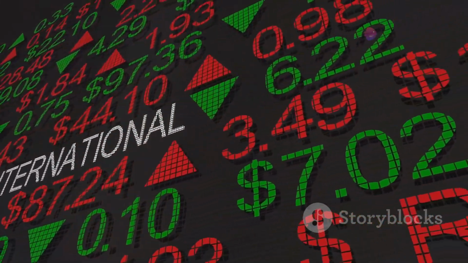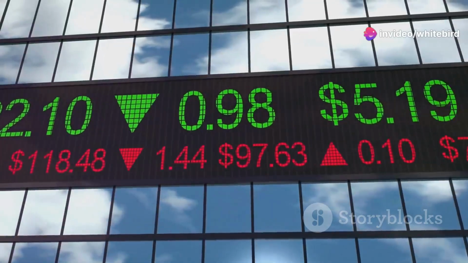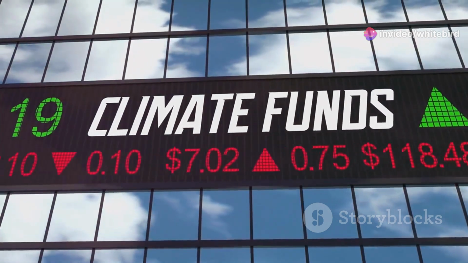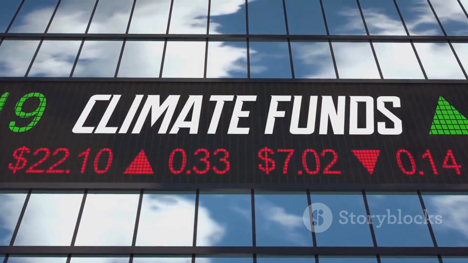International ETFs invest in foreign markets, allowing investors to gain exposure to global economies. Lastly, thematic ETFs focus on specific themes or trends, like renewable energy, artificial intelligence, or infrastructure.